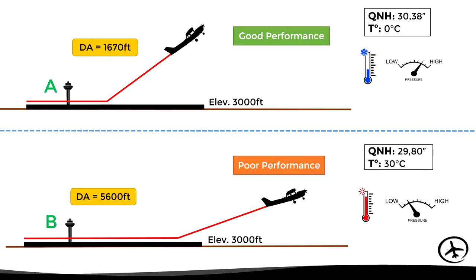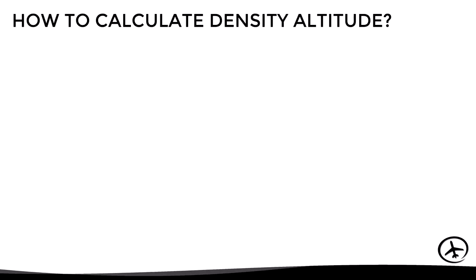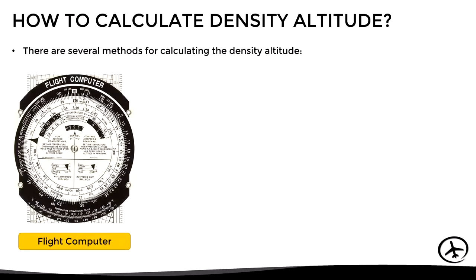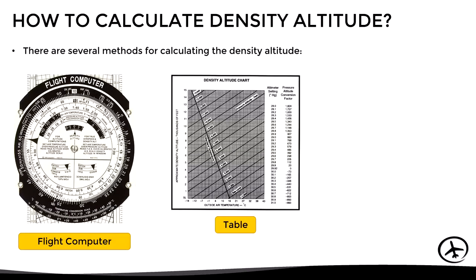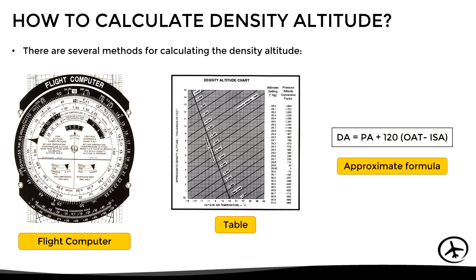Now, having understood the concept of density altitude, let's see how to calculate it. There are several methods to do it. We can use a flight computer, either manual or electronic. We can also use a graph or table like this. Or we can use an approximate formula.